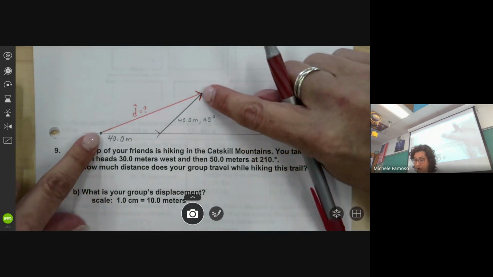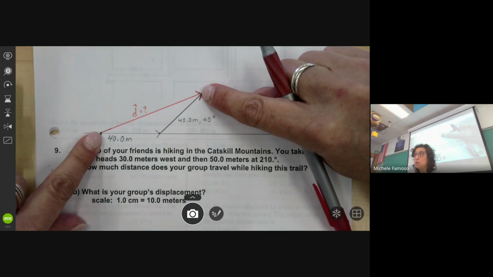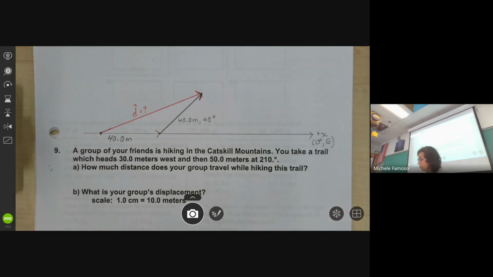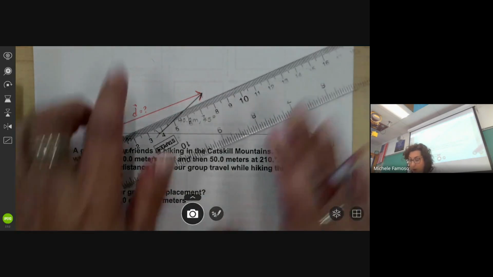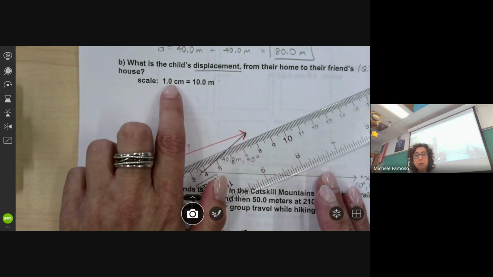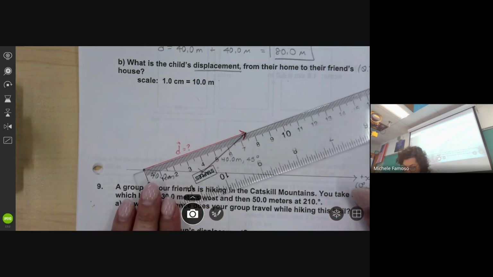The first thing we're going to do is figure out its magnitude. That means its length, its size. So with your ruler, please measure that. We're going to measure to the 10th of a centimeter. You see it wants us to go to the tenths. So measure to the 10th of a centimeter.